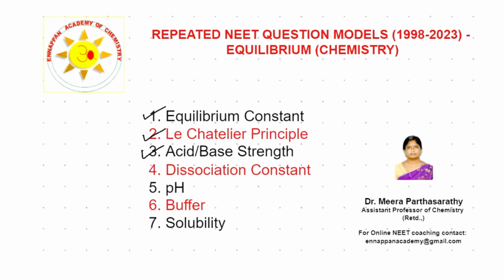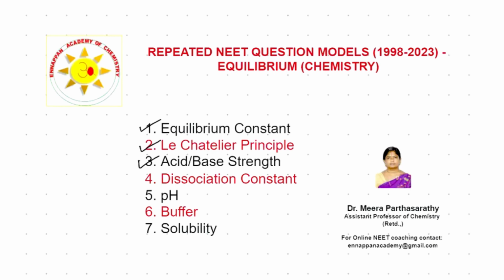In the previous lecture, we started analyzing the repeated question models in the past 25 years NEET papers in the topic equilibrium from chemistry portion. We discussed problem models under 3 headings in the part 1 lecture: equilibrium constant, Le Chatelier principle and acid-base strength. In this lecture, part 2, we are going to look at problem models in the remaining 4 topics: dissociation constant, pH, buffer and solubility. We can move on to the problems now.